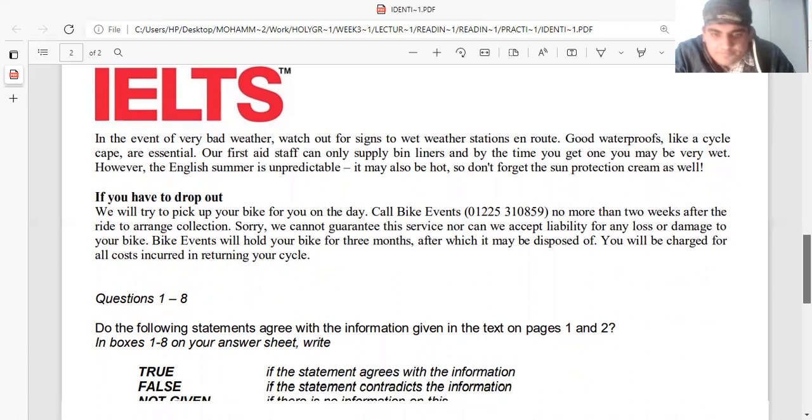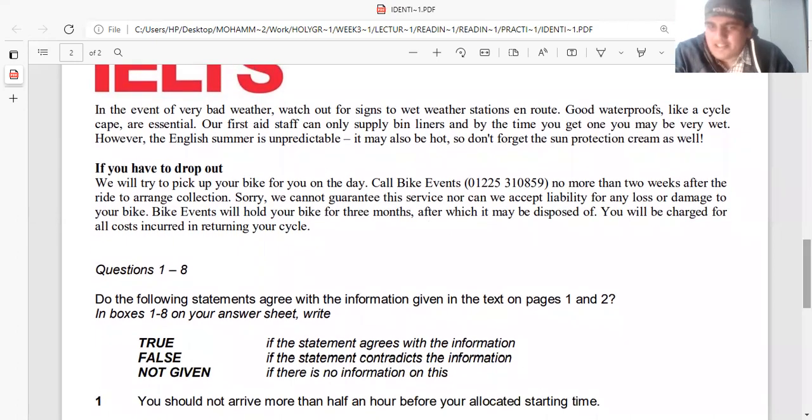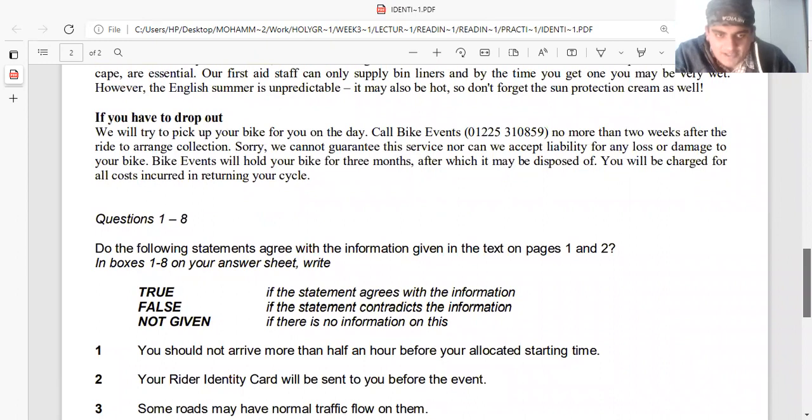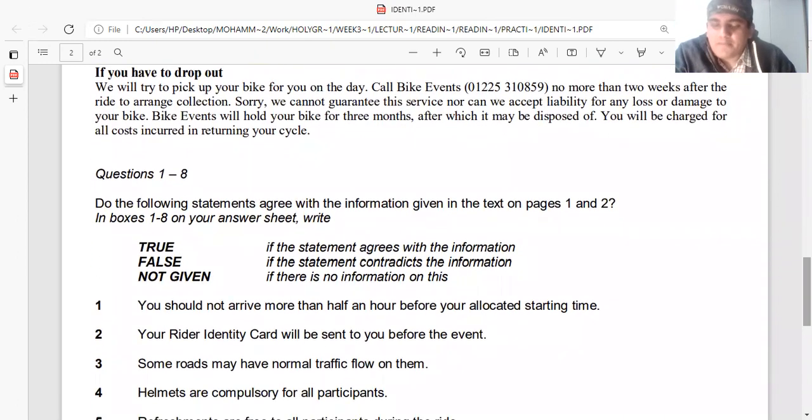All right. Now that we've gone through the information in the passage, next up we will look at the questions. Questions 1 to 8. Do the following statements agree with the information given in the text on pages 1 and 2? In boxes 1 to 8 on your answer sheet, write true if the statement agrees with the information, false if the statement contradicts the information, and not given if there's no information on this.